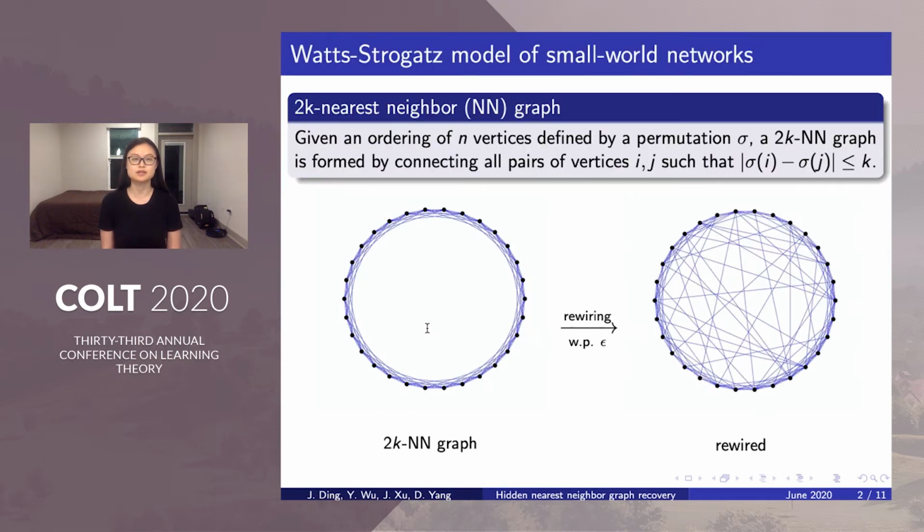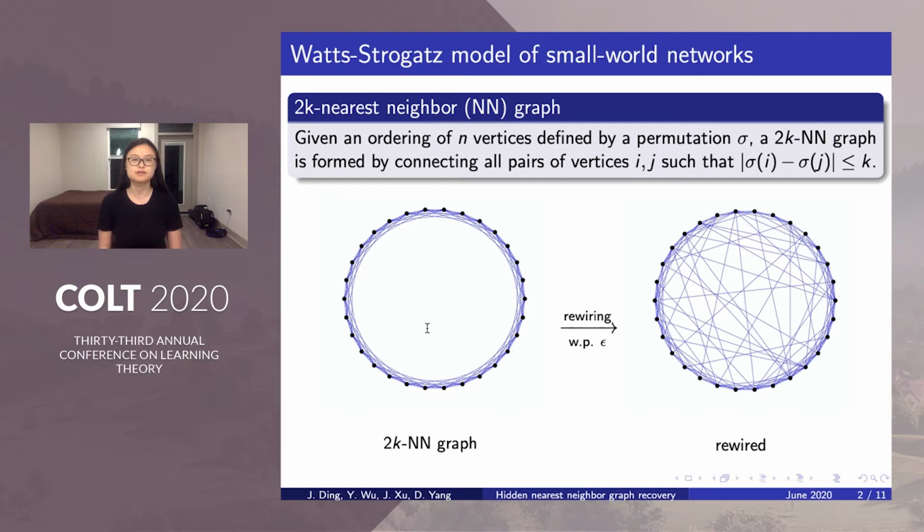And we're going to start from the Watts-Strogatz model of small world networks, which is a simple network model that is used to model not only social networks, but also a wide range of other disciplines such as medicine, biology, linguistics, and so on. A small world network is generated as follows.